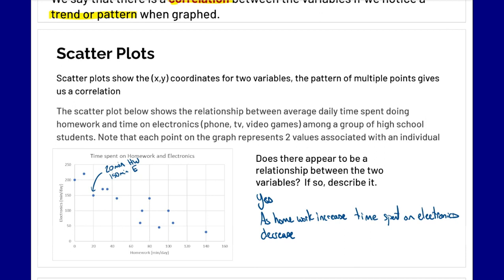But the idea is you're just reading through it. Do we see a pattern? We kind of see that pattern again. If we can't quite see it, most of the data is heading in this downward direction, right? So that's why we say as the homework increases, the time spent on electronics decreases.